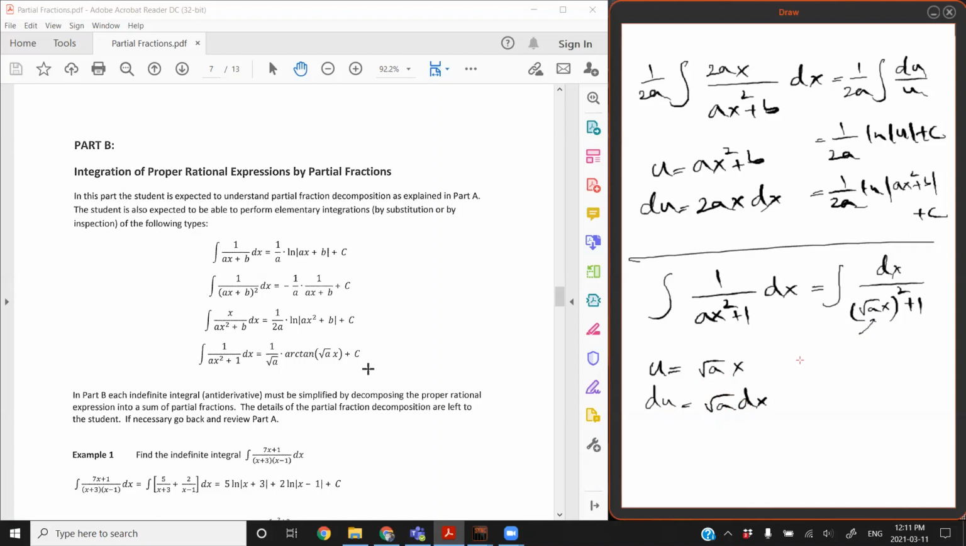Now, I see that I am missing the root a on top. I divide by root a outside. I get 1 over root a integral of du on top. At the bottom, I have u squared plus 1. And for this, I have a formula. The antiderivative of this part is going to be arctangent. So the final answer is going to be 1 over root a arctangent of u plus c.